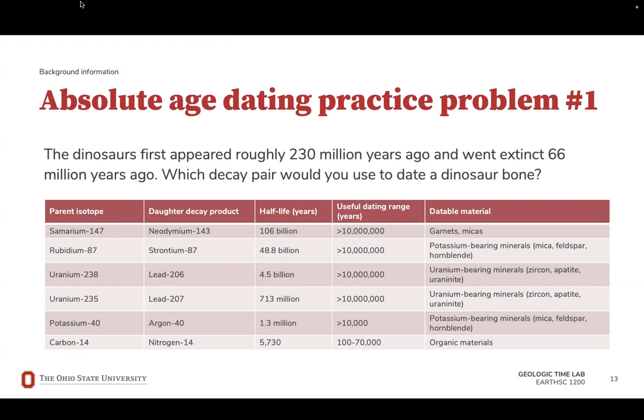old. Because carbon-14 is present in all living organisms, you might be inclined to choose this isotope. However, the half-life of carbon-14 is only 5,370 years, meaning that any material older than 60 to 70,000 years old cannot be dated using carbon-14. The 3 decay pairs that can be used are uranium-238 and lead-206, uranium-235 and lead-207, and potassium-40 and argon-40.